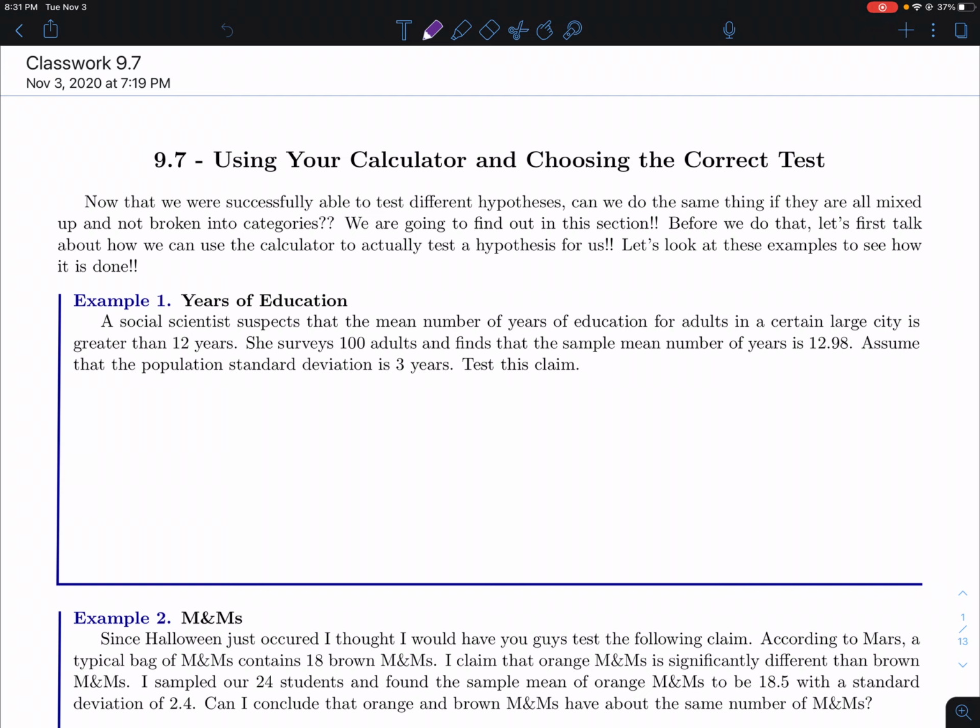So again, you still have to know how to set it up. You still need to be able to do steps 1, 2, 3, and 4, even to be able to put it in the calculator. But it gets you the answer a little bit quicker.